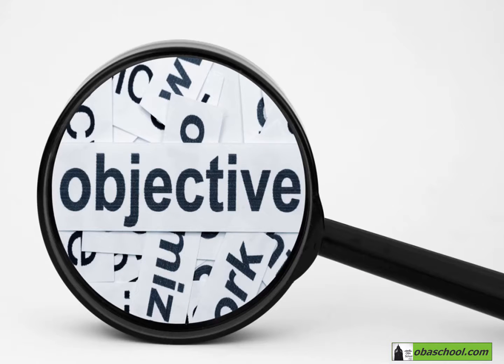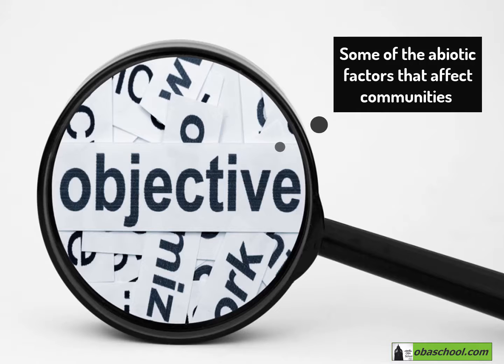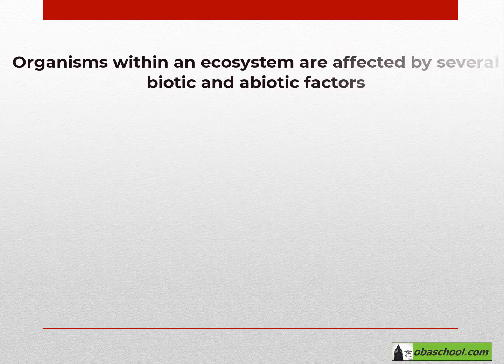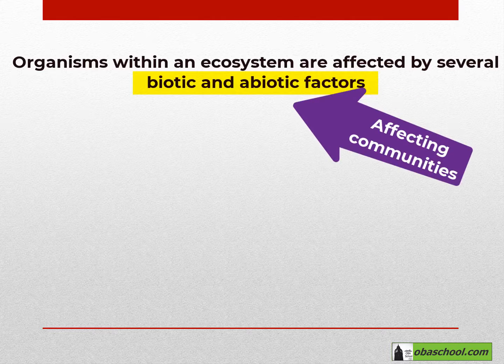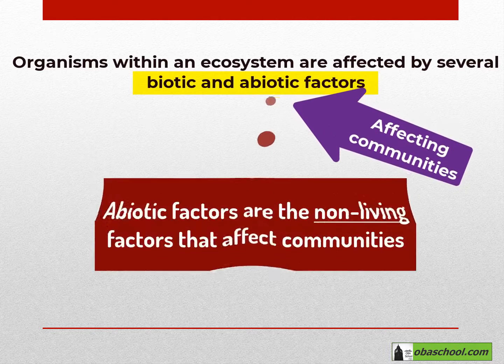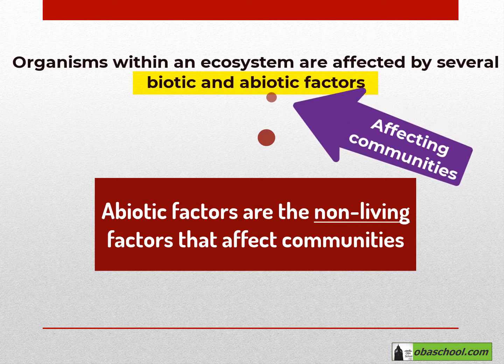In this lesson, we are going to learn some of the abiotic factors that affect communities. Organisms within an ecosystem are affected by several biotic and abiotic factors, and this would affect the communities. Abiotic factors are the non-living factors that affect the communities, and these include the following.